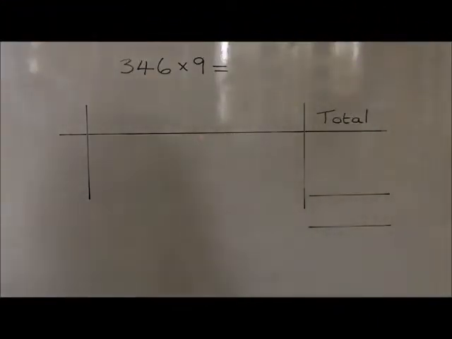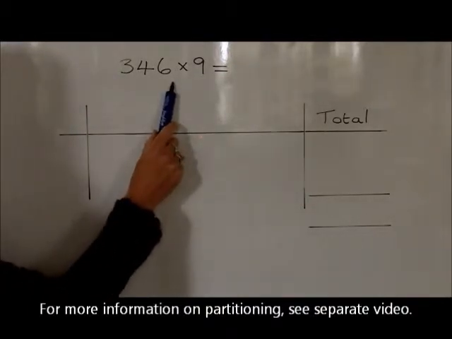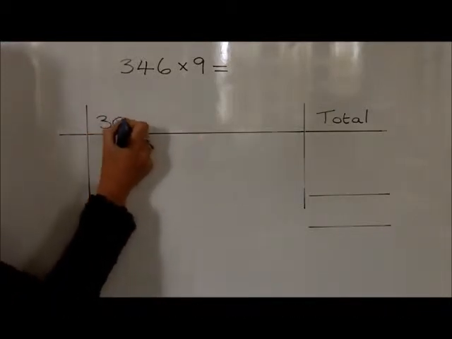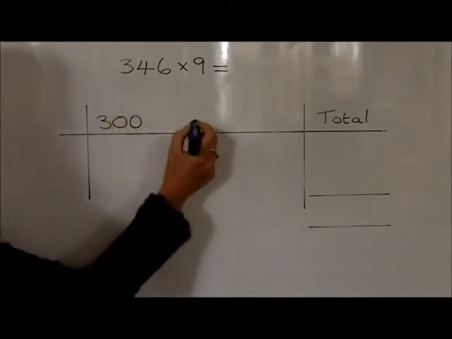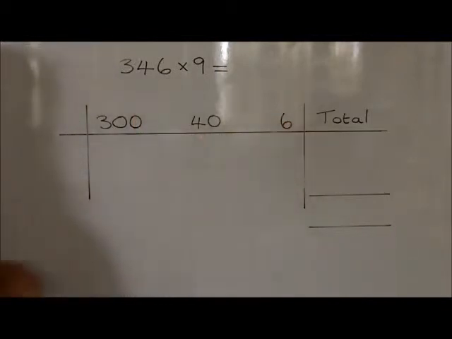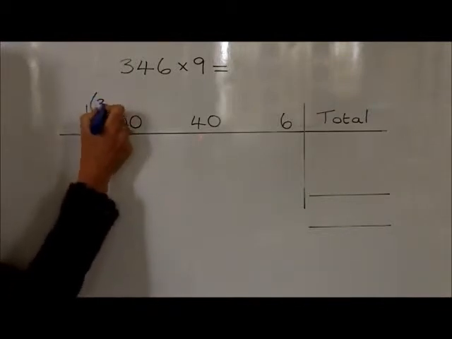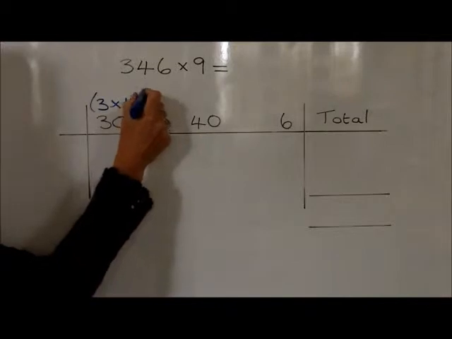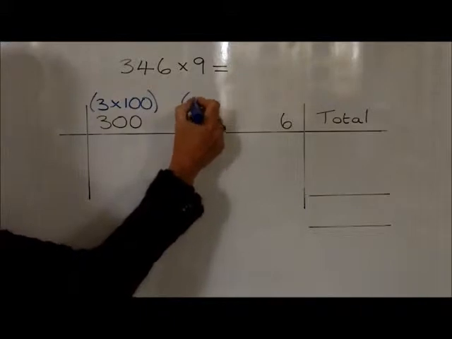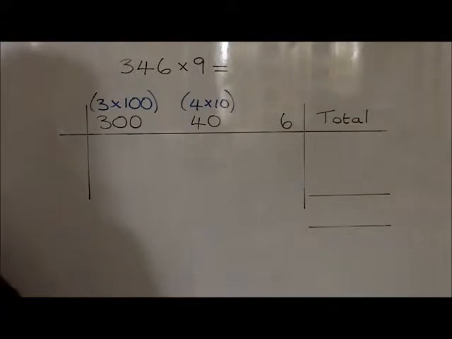With the question 346 times by 9, we start off by partitioning the 346. This is partitioned into 3 hundreds, which are 300, 4 tens, which are 40, and 6 units, which are 6. We keep a tally of this by saying that 3 hundreds are the same as 3 lots of 100, because it is a 3 in the hundreds. The 40 is a 4 in the tens, which is the same as 4 tens. And the 6 is 6 units, which we'll leave as it is.